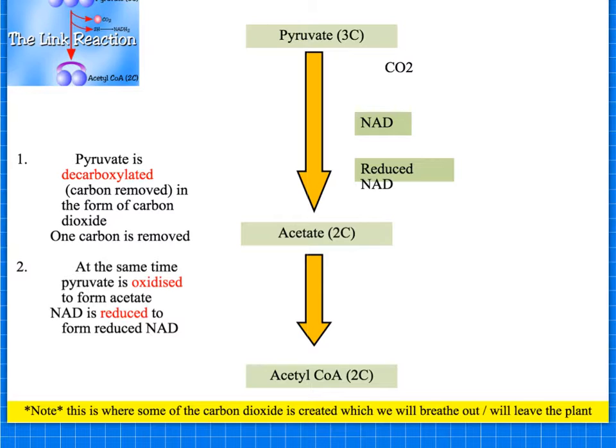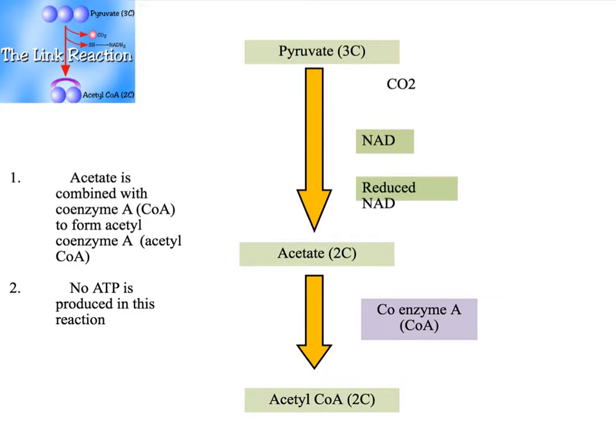In that process, reduced NAD is produced, and then you have a substance called acetate, a 2-carbon acetate. The reduced NAD is because at the same time pyruvate is oxidized, and so therefore it forms the acetate. NAD is reduced to form NADH. And finally, the acetate is combined with coenzyme A, and that forms acetyl coenzyme A. No ATP is produced in this reaction.